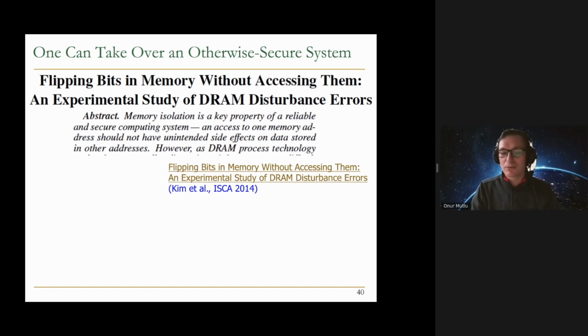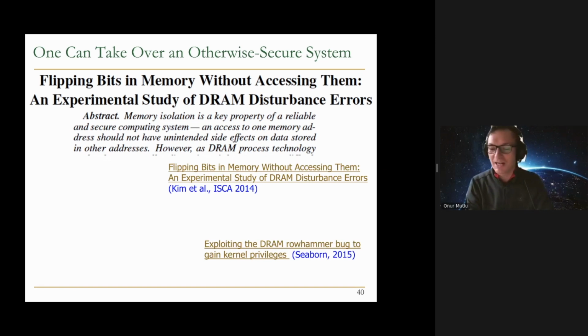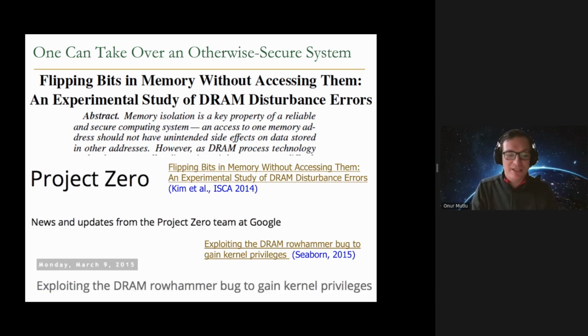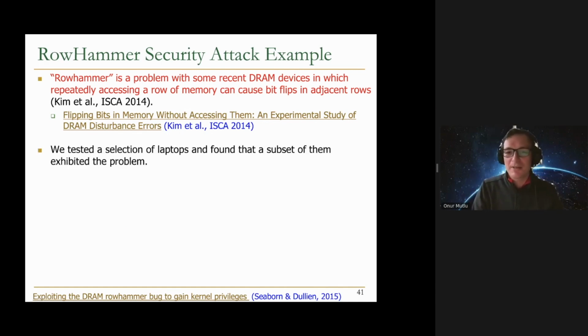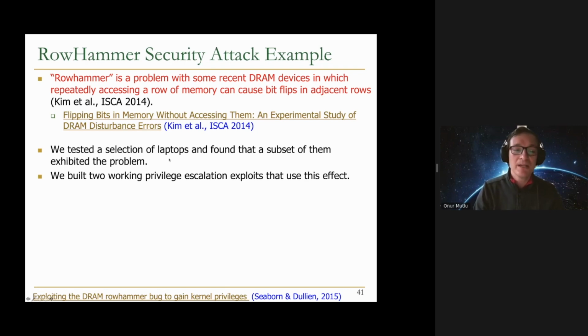And while we were actually working on this, the good folks at Google Project Zero, Mark Seaborn and Thomas Dullien, basically published this beautiful blog post that essentially did that. They basically exploited the DRAM Rowhammer mechanism to gain kernel privileges. And I'd encourage you to read their blog post as well as watch their Black Hat presentation. It's a beautiful one. This slide essentially is copy pasted from their blog post. But basically, they learned about the problem from our work, and they tested a selection of laptops and replicated the problem. And they basically built two working privilege escalation exploits.